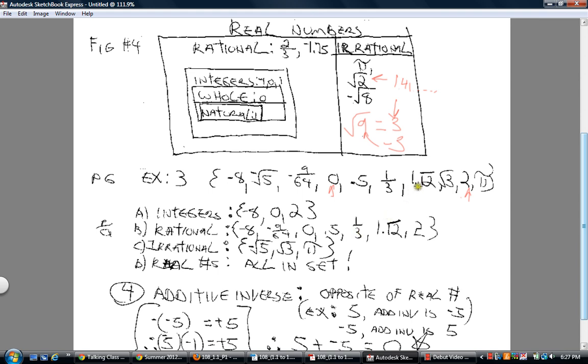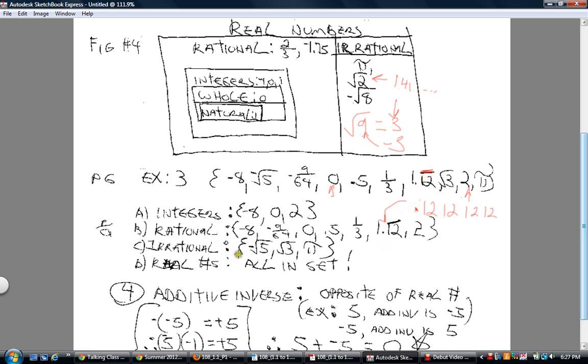1/3 is a fraction. How about this? 1.12. When you see 1.12, that means the 1, 2 repeats forever and ever and ever. Okay, now that is considered a rational number. Okay, if you see the repeating bar, and that's what this means up here, they are considered rational numbers.